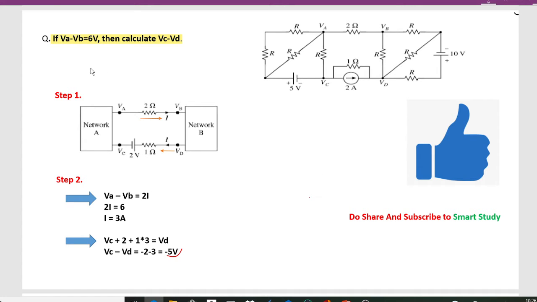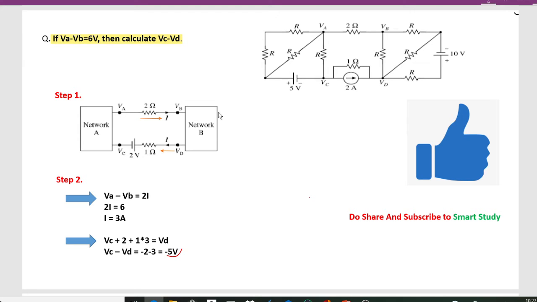Here the question is given as VA minus VB equals 6 volt. Then calculate VC minus VD. Here we have node A and node B. Similarly we have node C and node D, VC and VD. This circuit looks quite complicated, but in this video I'll show you the simplest technique to solve the value of VC minus VD.